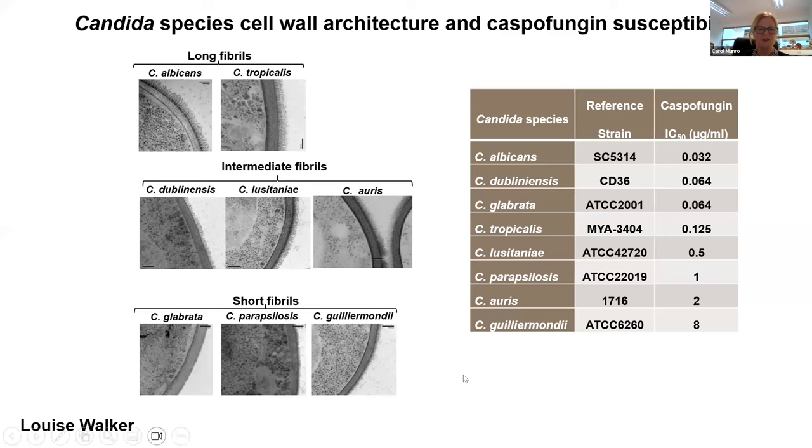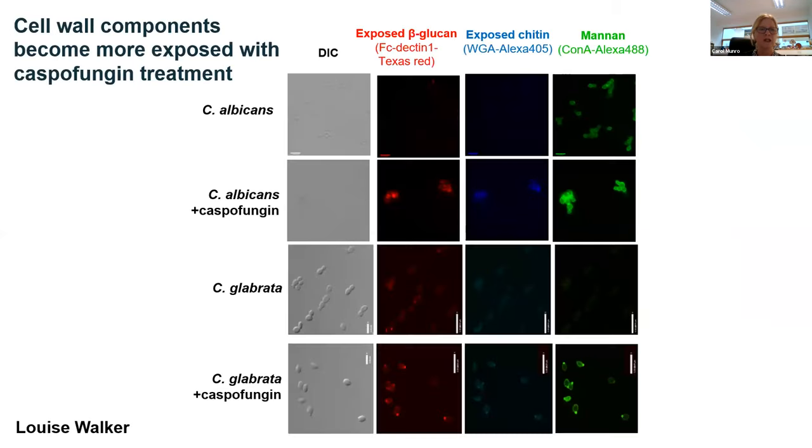When we compared this with the IC50 for caspofungin, there really wasn't an association between the different layers of the cell wall and their ability to withstand the drug. But this is only one reference strain for each species. And of course, we know now that the interspecies variation, especially in terms of cell wall, is really important, and cells can become resistant because of the cell wall remodeling.